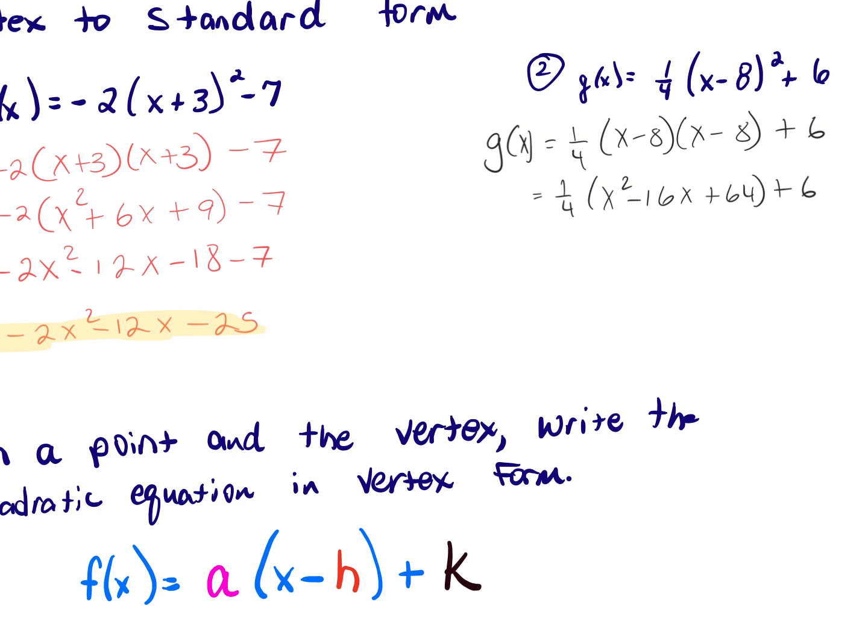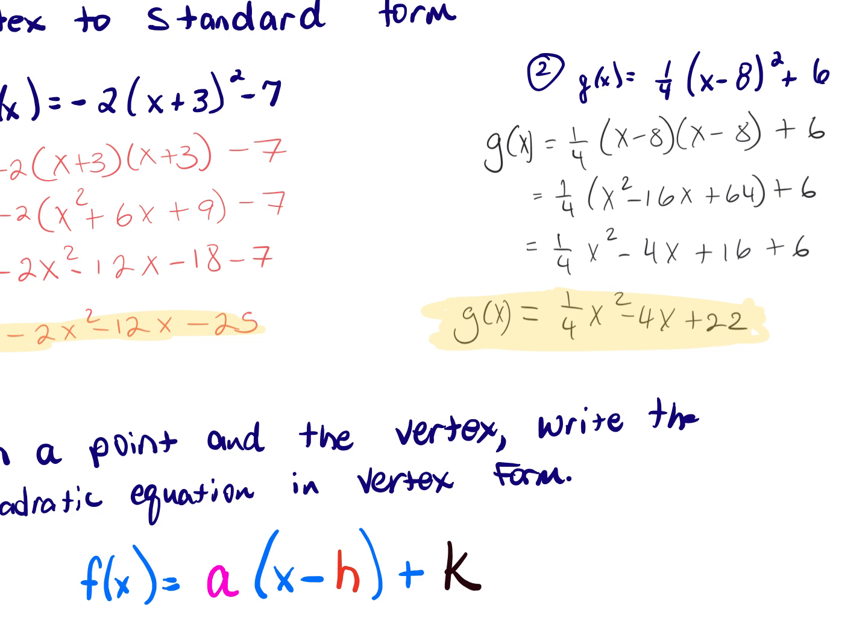We distribute that 1/4, and you end up with 1/4 x squared minus 4x plus 16 plus 6. So your g of x is 1/4 x squared minus 4x plus 22. Now, as I distributed that 1/4, I also simplified. If you want to take it in 2 steps or 3, you can do that. I just simplified it earlier for space.